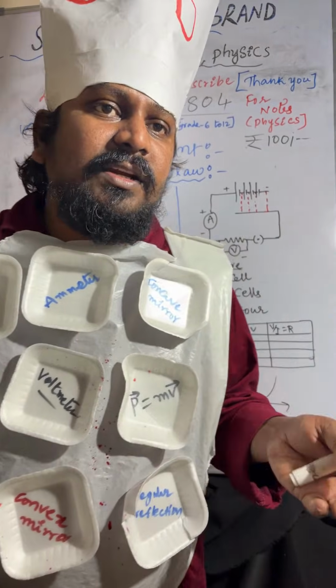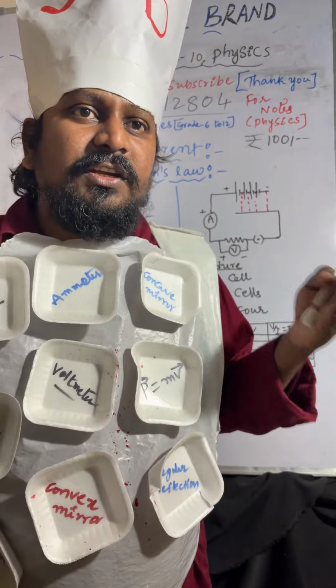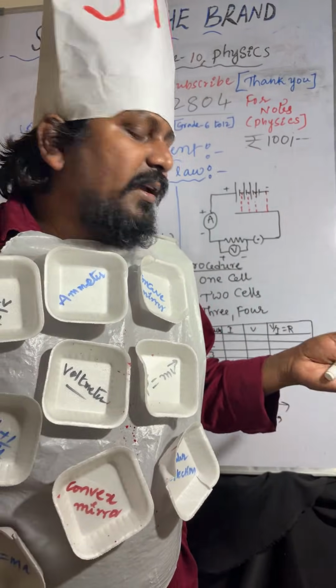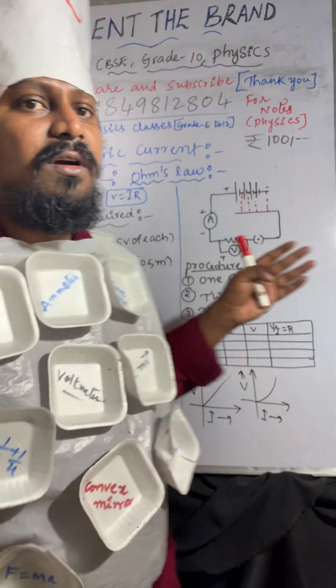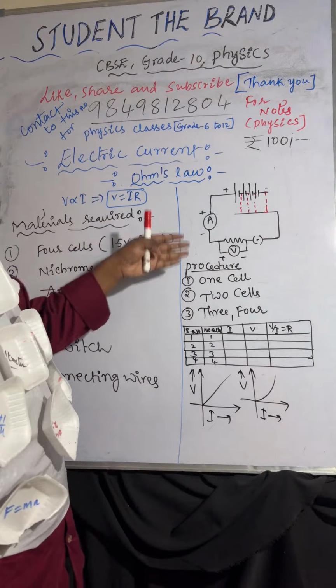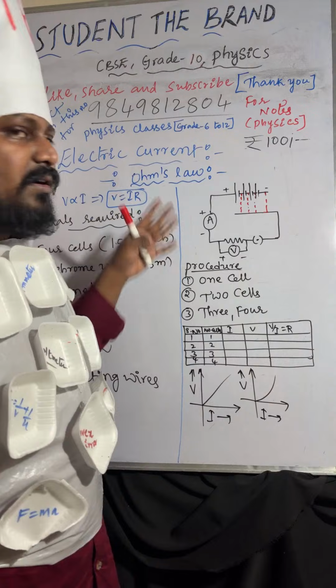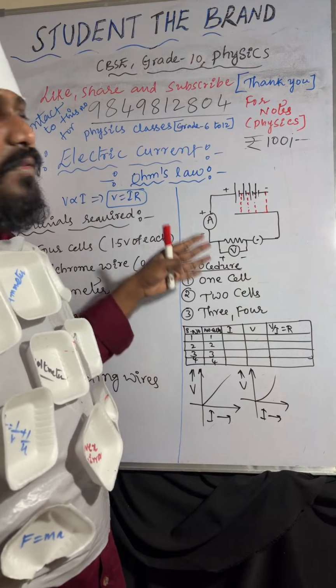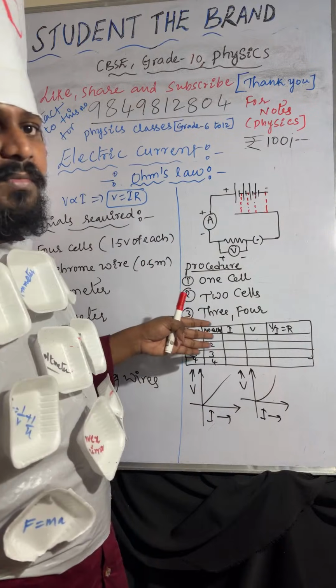So what are the materials required? First, 4 cells of 1.5 volts each, nichrome wire, ammeter, voltmeter, switch, and connecting wires. After that, connect one cell and note down the readings of ammeter and voltmeter, then two cells, and repeat the process for 3 and 4, mentioning them in the tabular form given below.